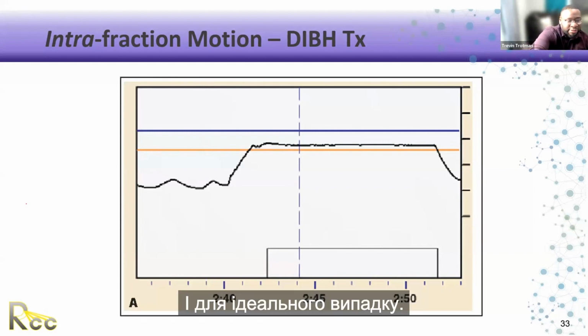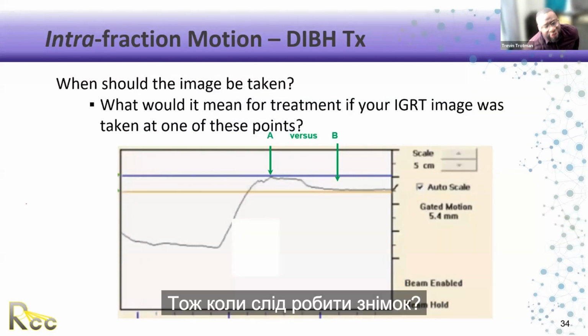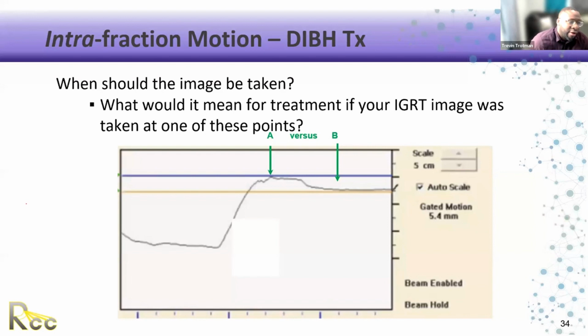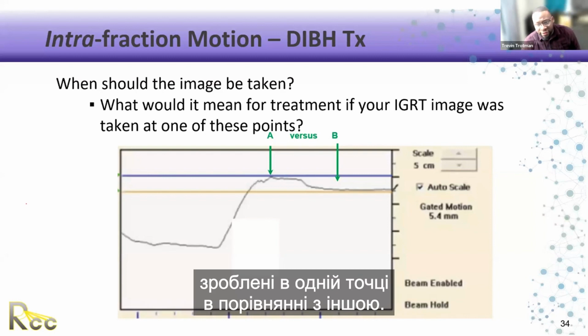And for our ideal gates. So when should you take the image? When should the image be taken? So basically, what would it mean for treatments if your IGRT image was taken at one point versus the other?